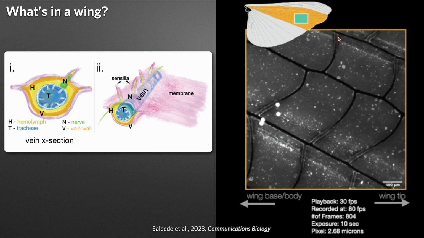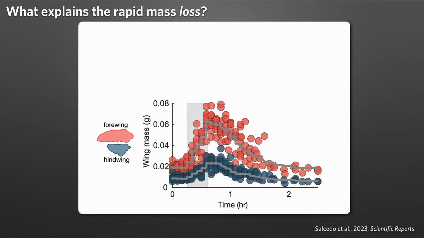And you can see here that the hemolymph is flowing through. But also, there's a tracheal tube in many of these veins. So there's a space for air within this tube. So it's a tube within a tube. Okay, so we're trying to figure out what this mass loss is.